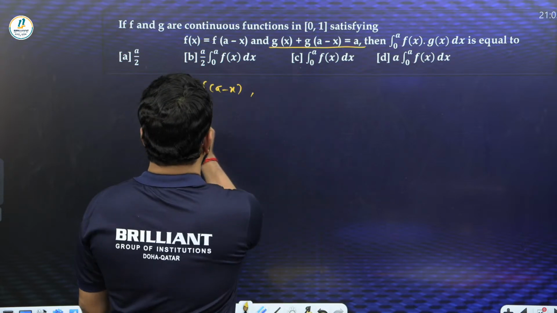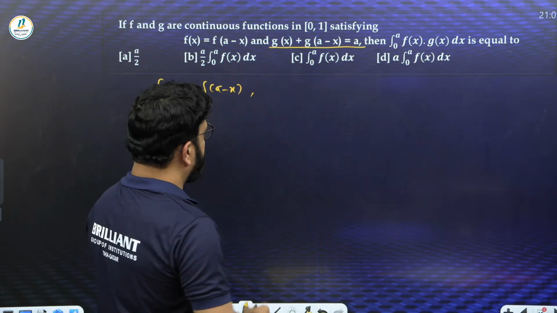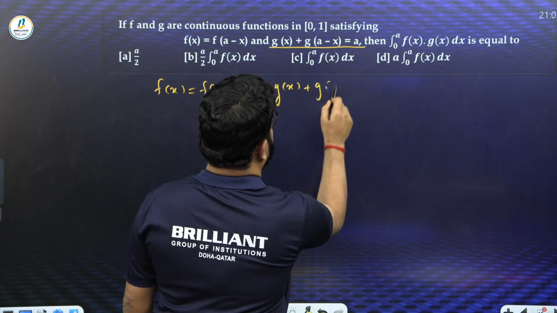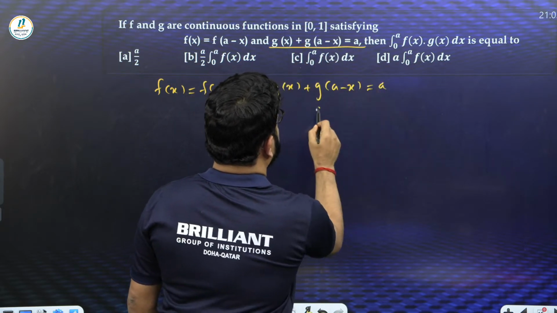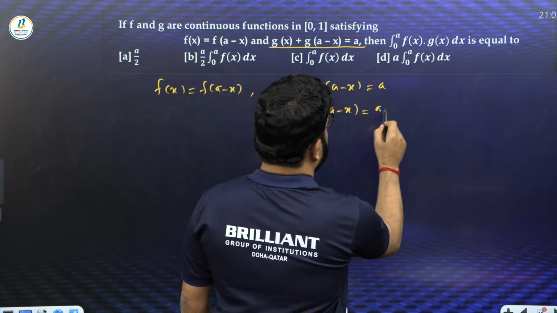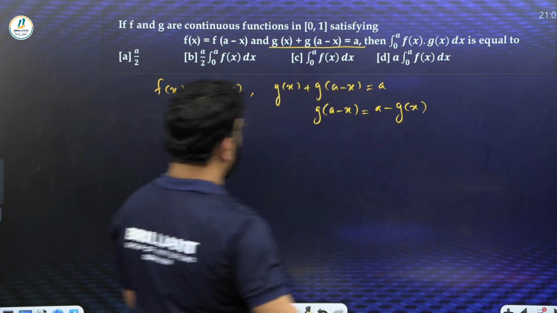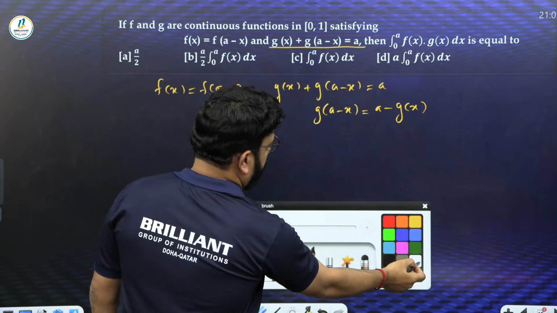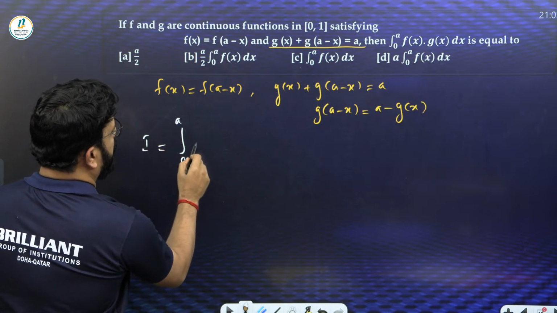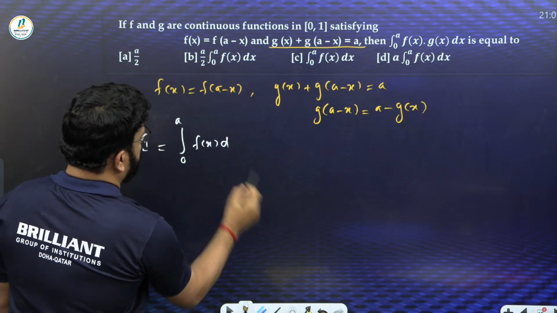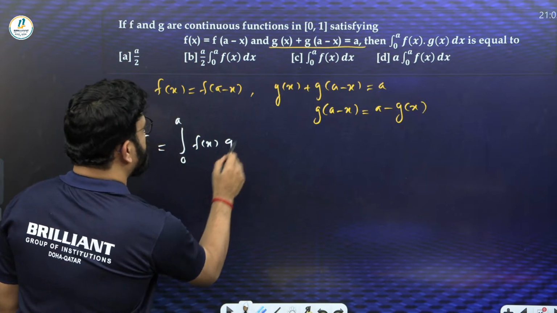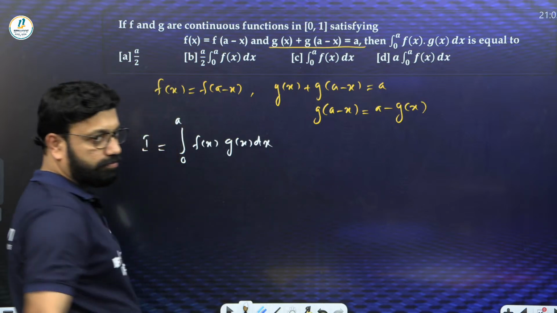So I am writing here f(x) equal to f(a minus x), and g(x) plus g(a minus x) equal to a. Then what is g(a minus x)? It is equal to a minus g(x), right? So what is I? I is equal to the integral from 0 to a of f(x) into g(x) dx.